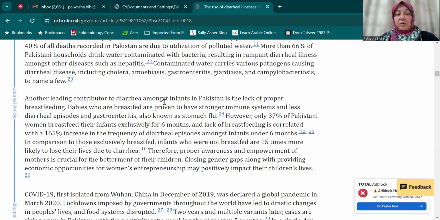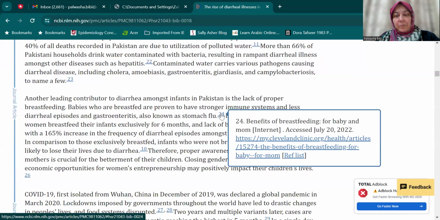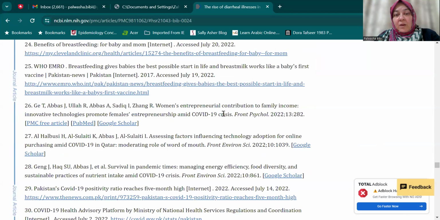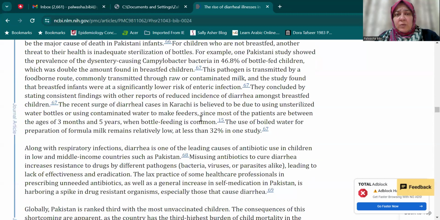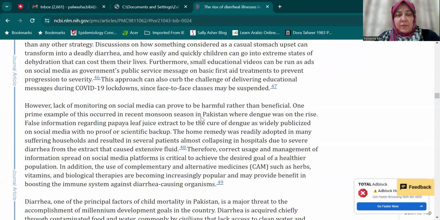Another leading contributor to diarrhea among infants is the lack of proper breastfeeding. Now, this is a completely new subject. Babies who are breastfed are proven to have stronger immune systems and less diarrhea episodes and gastroenteritis, also known as stomach flu. Benefits of breastfeeding. And this came from Cleveland Clinic. So again, it's a good, strong reference.